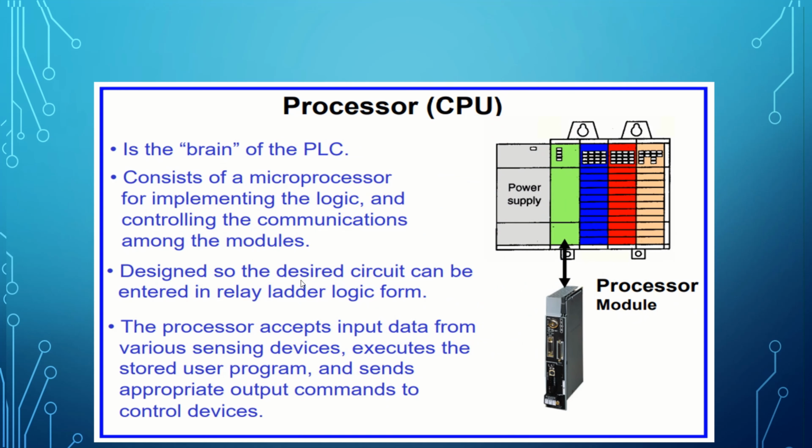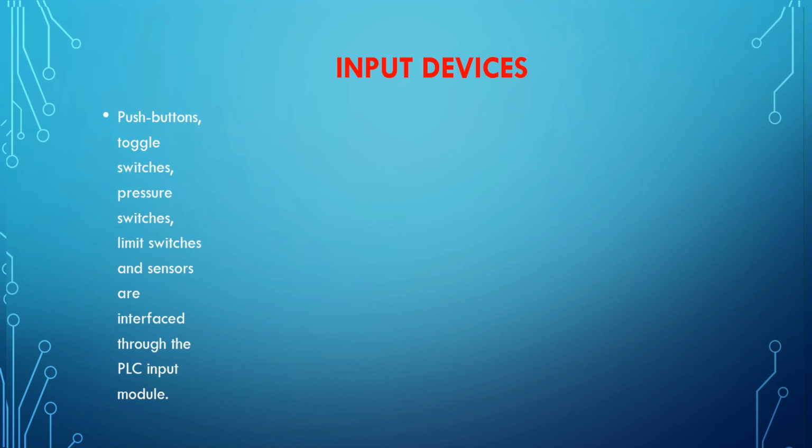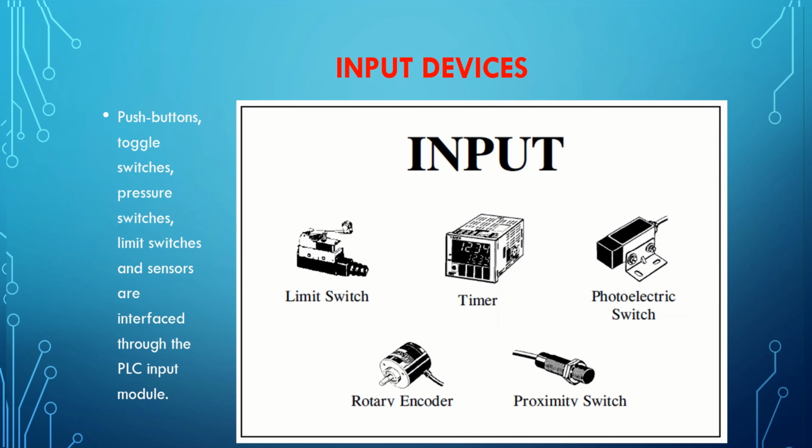The CPU is the brain of the PLC. It processes the designed ladder program based on the various input devices, executes the user stored program, and sends the commands to the various output devices. We have different switches for the input devices. Samples of these are the limit switches, timer contacts, photoelectric switch, rotary encoder, proximity switch, etc.